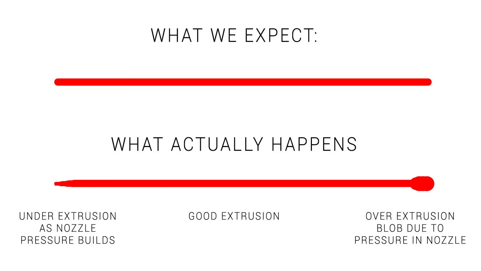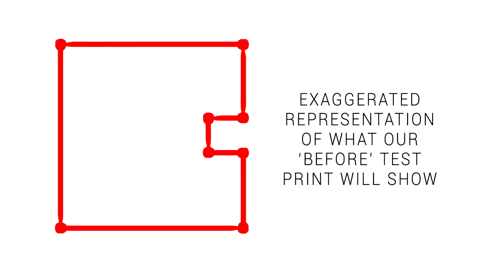We expect to get a perfect extrusion as the printer moves side to side, but what actually happens is we get under extrusion at the start of the movement as we wait for nozzle pressure to build. Then we have good extrusion in the middle, and then at the end, there's still pressure in the nozzle, so we get a little blob until it's gone. Looking from above, we'll see that our perimeter has slightly bulbous edges created by this effect, and we'll see this shortly in our before test print.